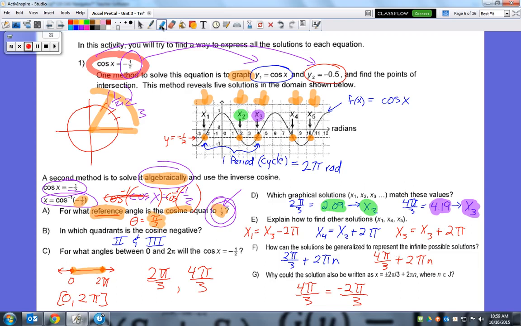So in which quadrants is the cosine going to be negative? Okay, I know I didn't write it here, but I only was asking it reference angle-wise. But my original problem says, when is it negative 1/2?